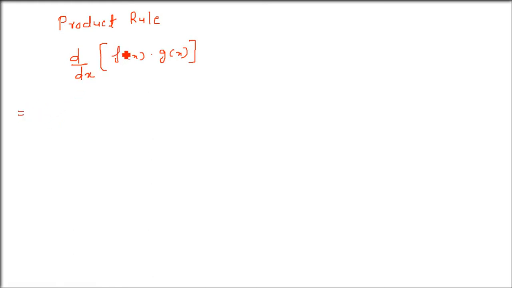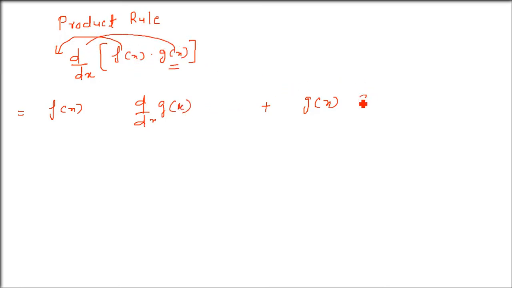So how do we do this? First take f(x) outside, write this f(x), then take this g(x) outside. First f(x) outside, then g(x) outside. If you take f(x) outside, g(x) will remain, so d by dx of g(x). Similarly, when you take g(x) outside, it will be d by dx of f(x). So this is the product rule for differentiation.